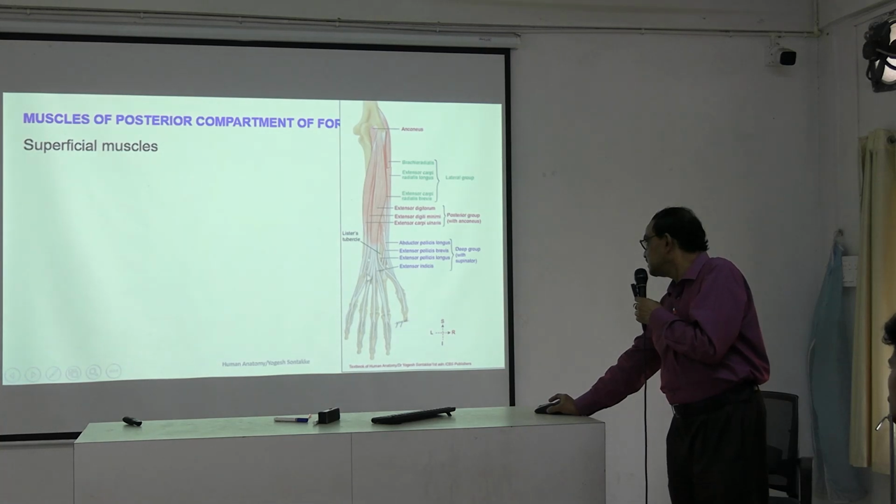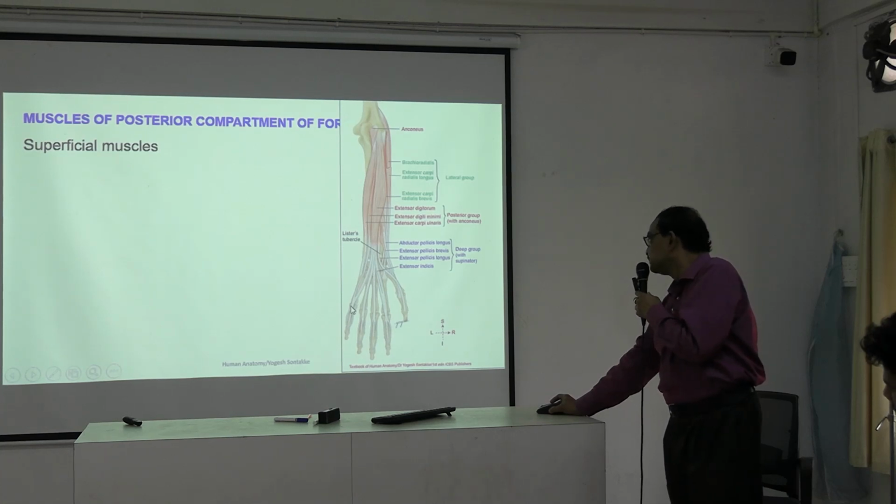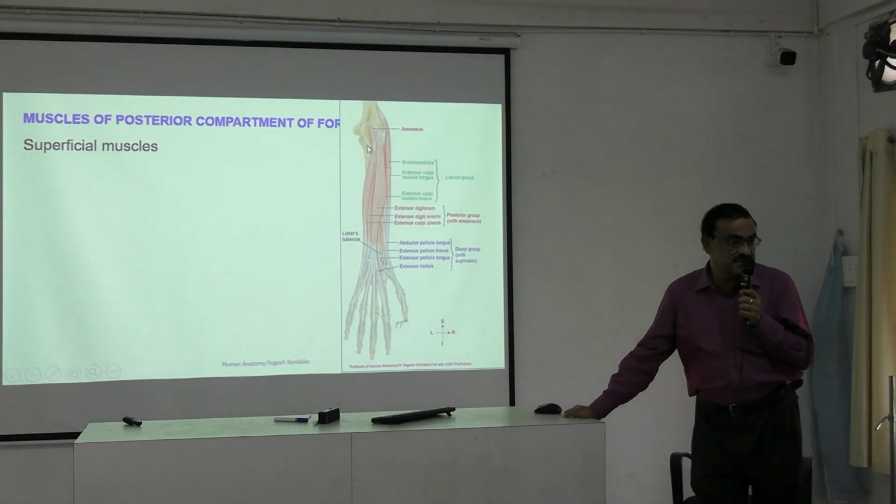The tendon is going to the little finger. On its medial aspect, we get another muscle, that is extensor digiti minimi, which is attached to the medial aspect of the tendon of the extensor digitorum, which is going to the little finger. And most medially, we get extensor carpi ulnaris. And above, we can find this triangular muscle, this is anconeus. So these are the superficial extensors.